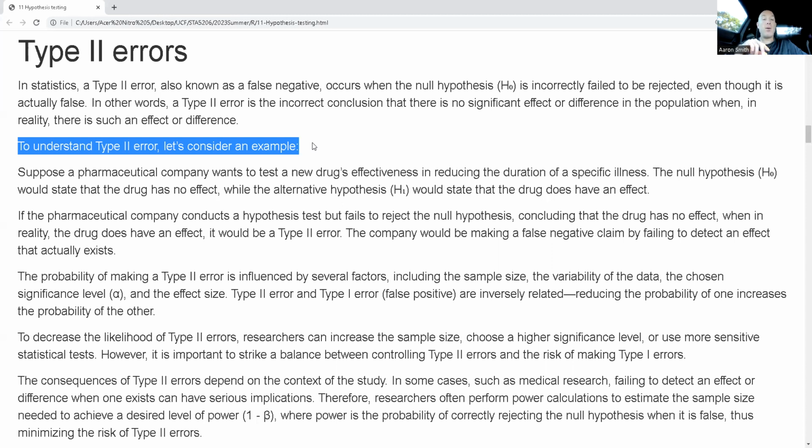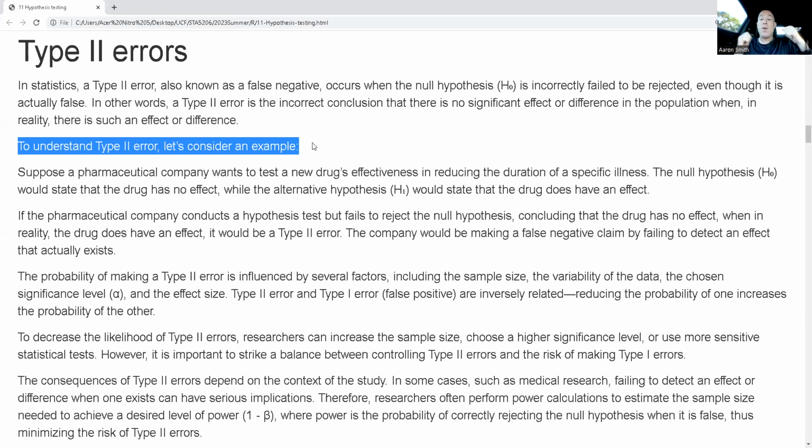To decrease the likelihood of a type 2 error, researchers can increase sample size, choose a higher significance level, or use more sensitive statistical tests. However, it is important to strike a balance between controlling type 2 errors and the risk of making a type 1 error. The consequence of type 2 errors depends on the context of the study.